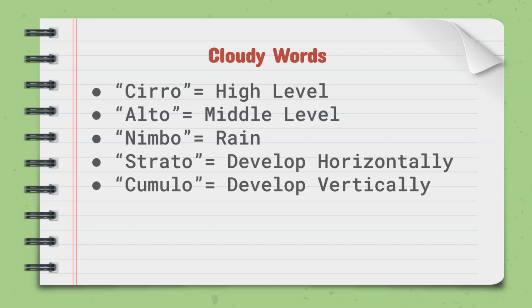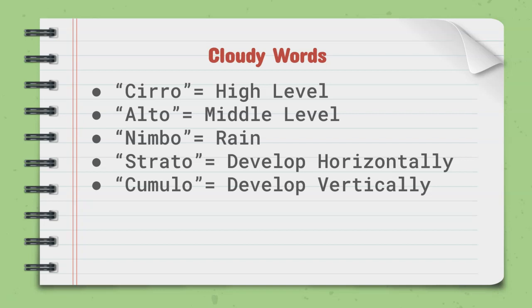Now, in order for you to understand clouds and where they're located and their shapes and things like that, you just need to know a couple of roots or prefixes. So the first root is cirro. This means high level in Latin. Alto is middle level in Latin. Nimbo means rain. So when you see nimbo in a cloud, it's a type of rain cloud. Strato means that the cloud is developed horizontally. And cumulo means that the cloud develops vertically.